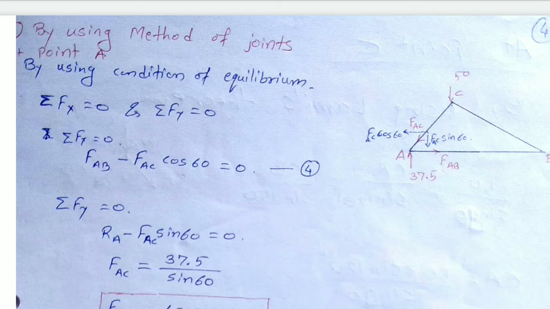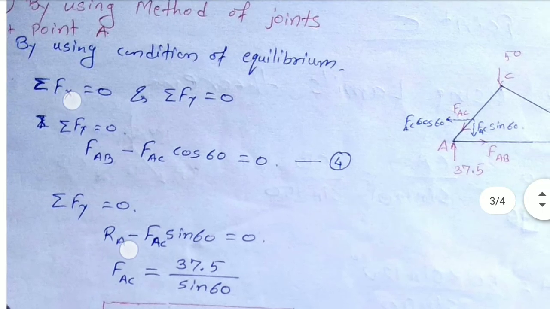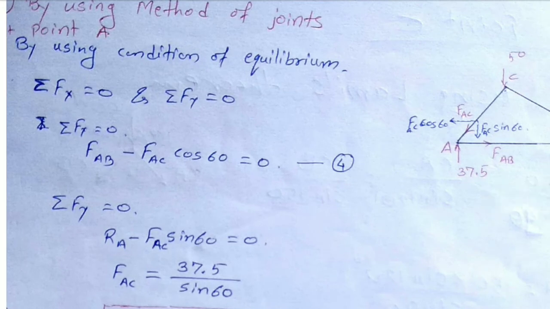So the force AC is coming and FAB is going in the B direction, and we know the reaction force RA is 37.5, in the opposite direction of the 50. So we have to take summation of Fy and summation of Fx. Because FAC is an angled force, and we know the angle CAB is 60, FAC will be resolved in two directions: FAC sin 60 and FAC cos 60.